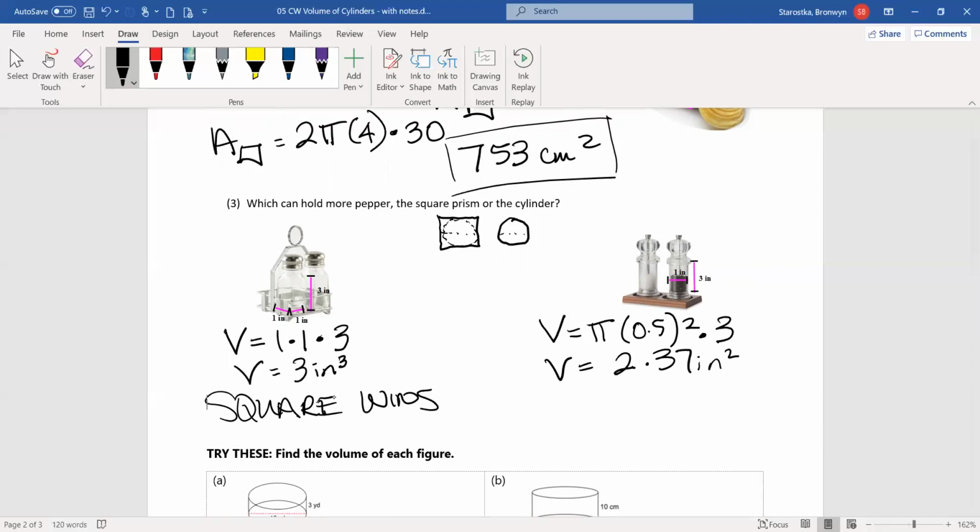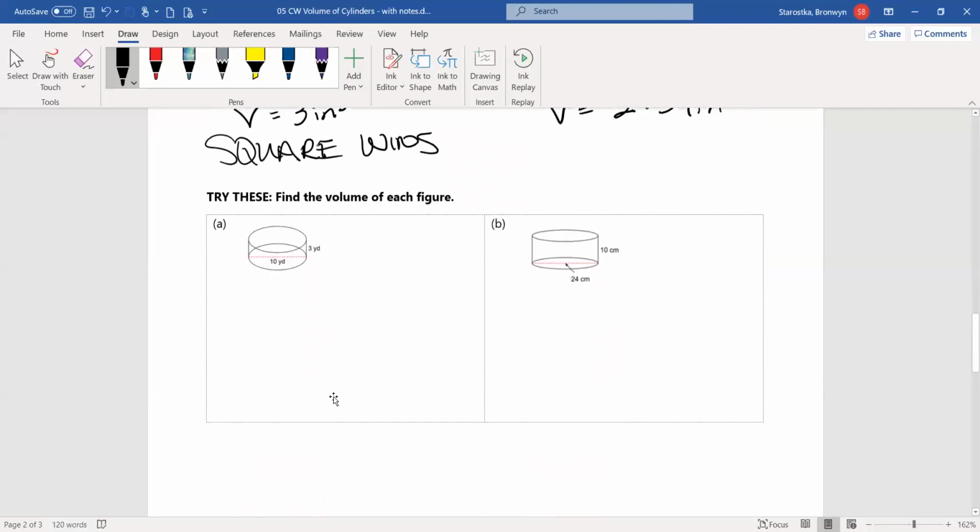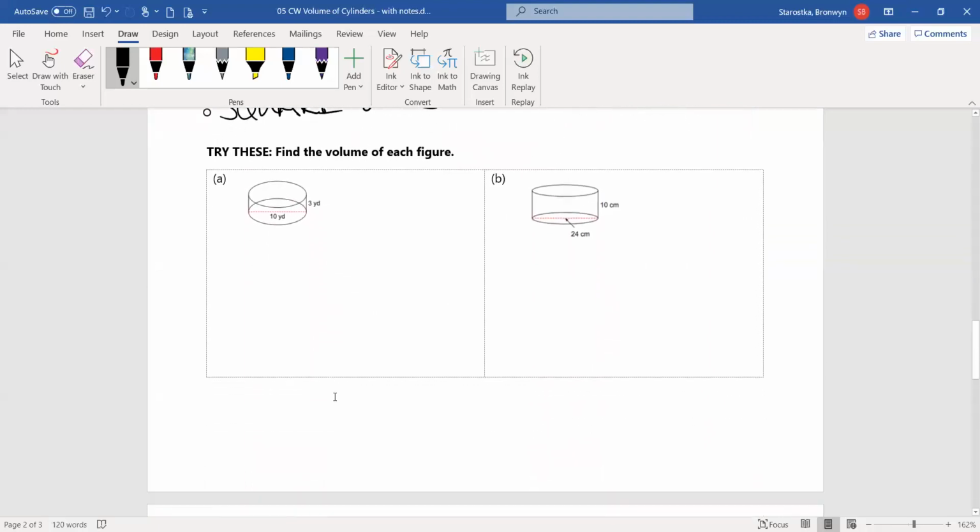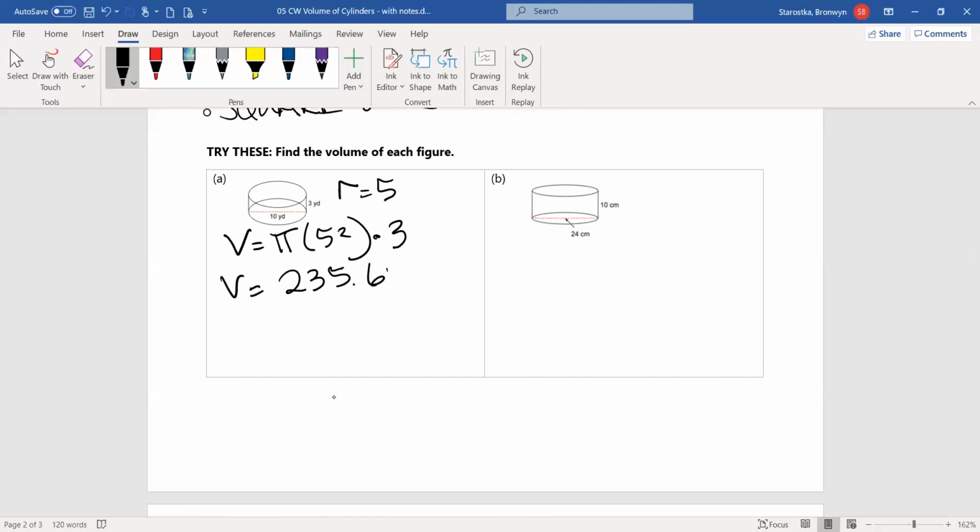All right, we've got a couple problems to try. The hardest part of this is recognizing when they give you the diameter and the radius. So as a habit, whatever the radius is, I just write it off to the side. Radius equals 5. So volume equals pi 5 squared times 3, volume 235.62 yards cubed.